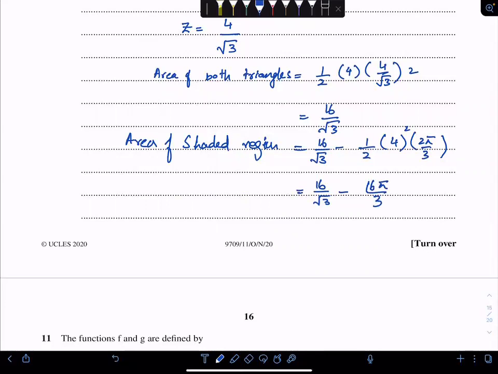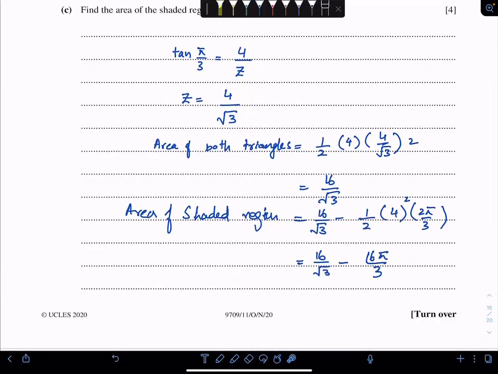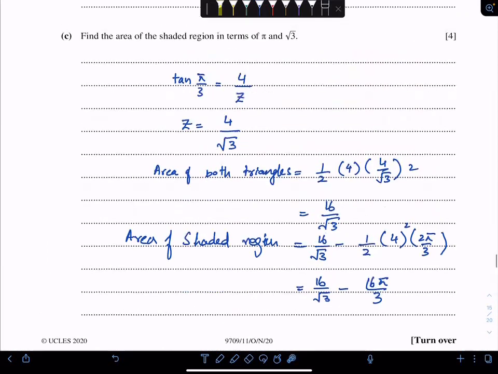You can simplify it further. Yes, 16 under root 3. So here should we have, oh yes, it was the square, no? Yes, sir, the answer is wrong, sir. There's a mistake in the upper part.